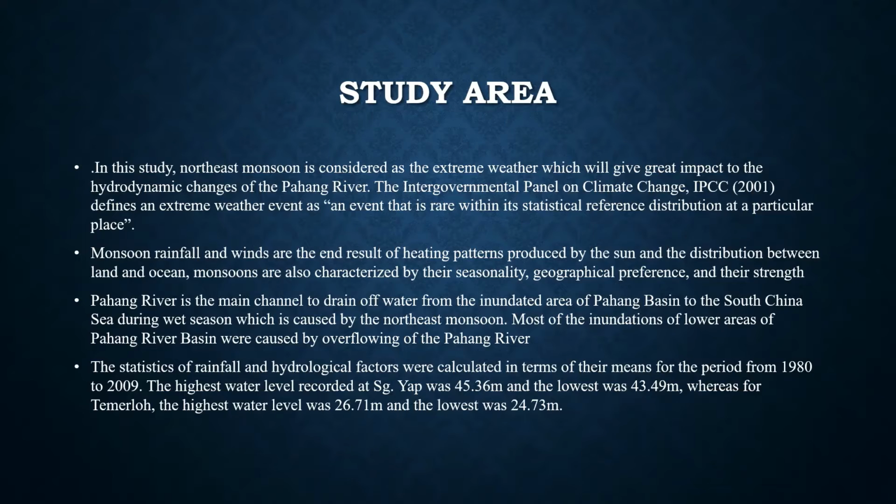Monsoon rainfall is the main cause of flood events at Pahang River Basin, especially during northeast monsoon, which occurs from November to March every year. According to John 1987, monsoon rainfall and winds are the end result of heating patterns produced by the sun and the distribution between land and ocean. Monsoons are also characterized by their seasonality, geographical preference, and their strength.